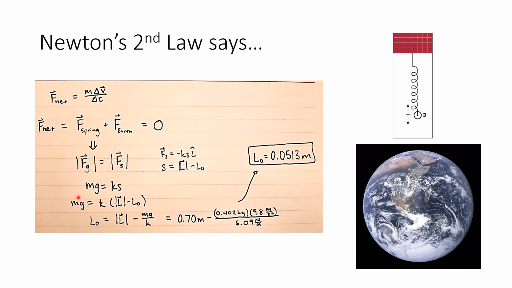So we get mg is equal to ks, where s is L minus L naught. Then if we solve for L naught, we can get 0.0531 meters as the resting length of the spring.